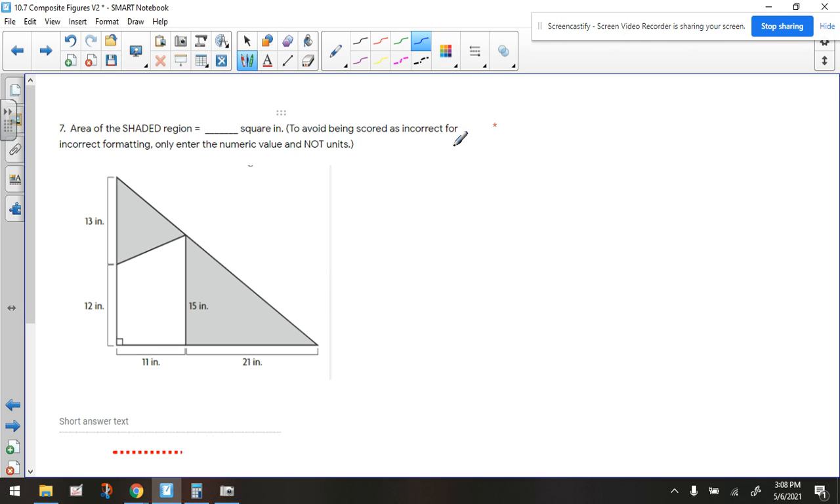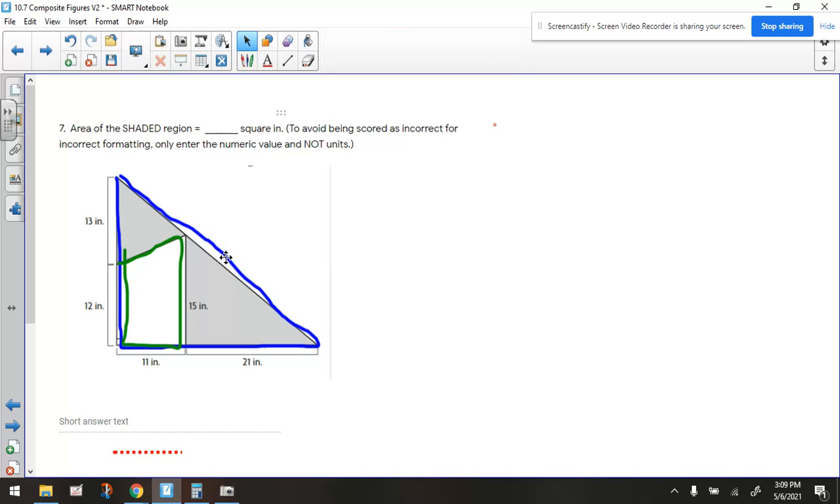We're looking at question number 7. They want the area of the shaded region. We have two approaches that we can take on this. Approach number 1 is we can find the area of this blue triangle, then find the area of this trapezoid and subtract it out.